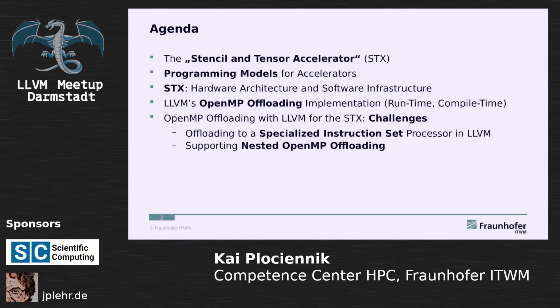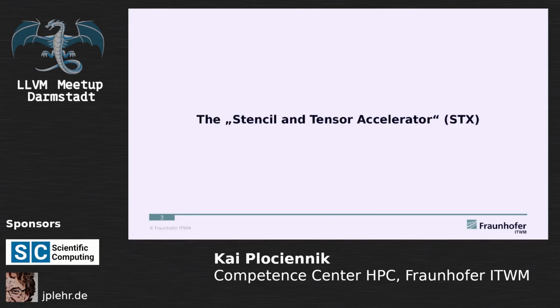And before I'm going into some details at the end, I'm talking about LLVM's OpenMP offloading implementation, how this works at runtime and at compile time. And then I want to show you some selected challenges we were facing during the project, namely implementing OpenMP offloading in LLVM for a specialized instruction set processor, and implementing nested OpenMP offloading, where you can have nested OpenMP target regions and offload from a host to a device level 1 and then again to a second device level. Okay, so let's start with the stencil and tensor accelerator.